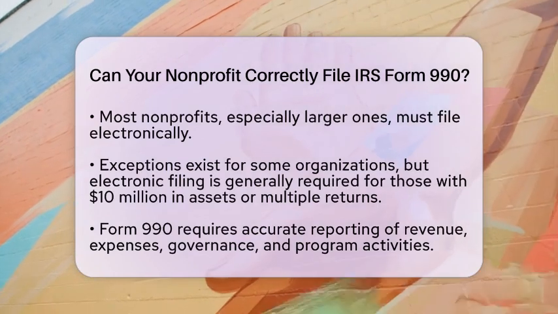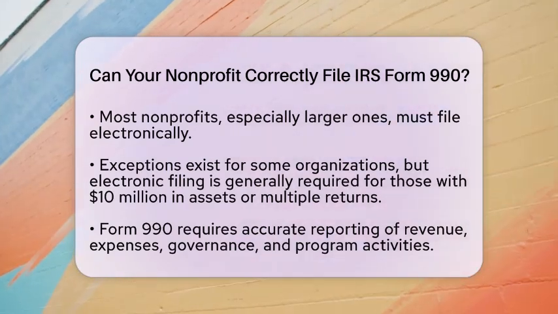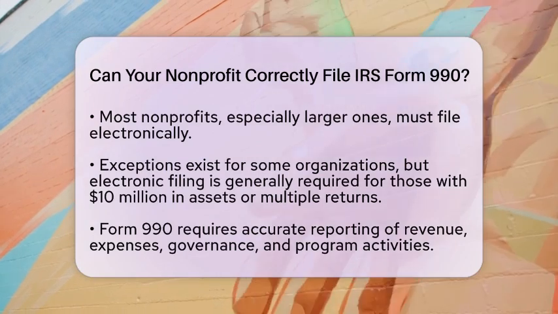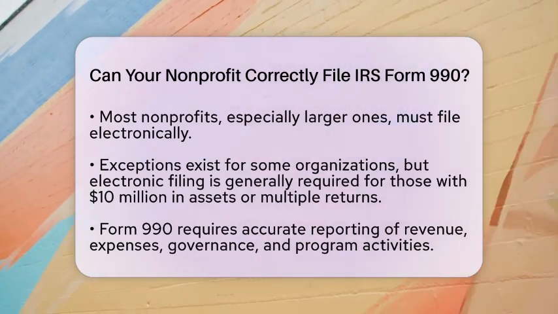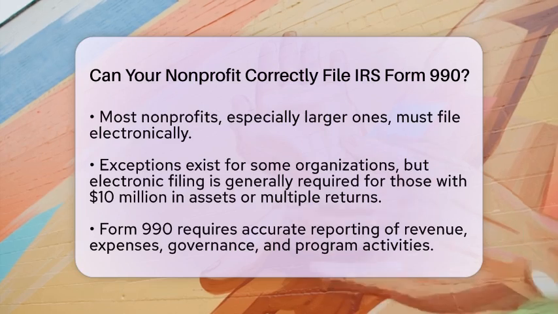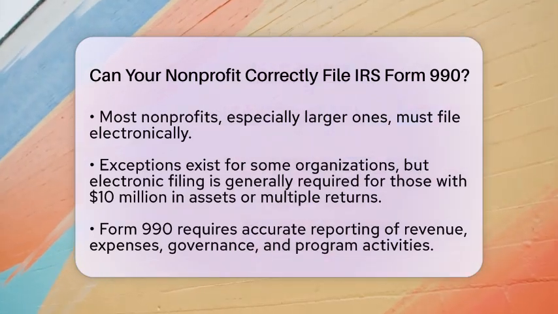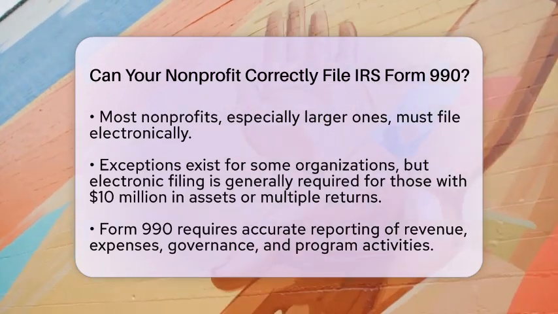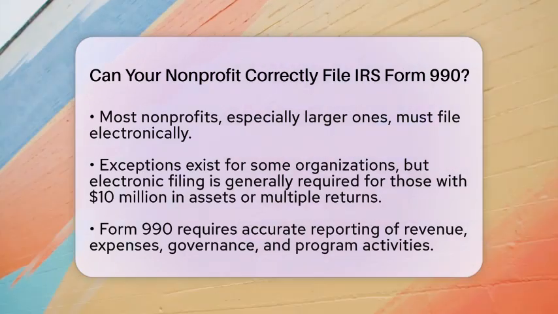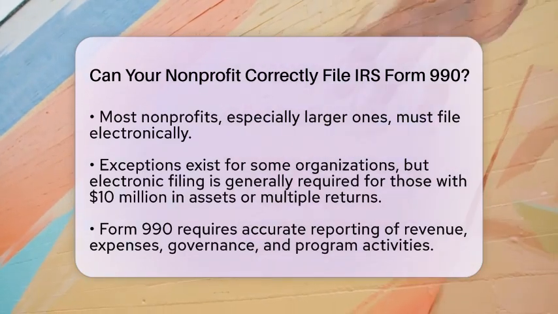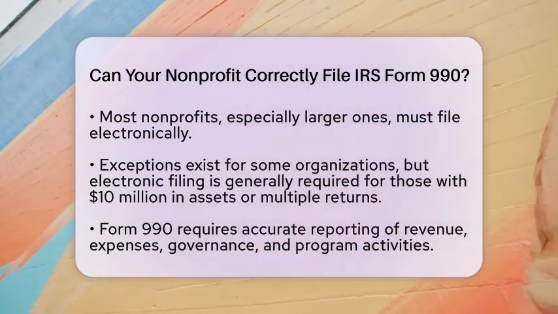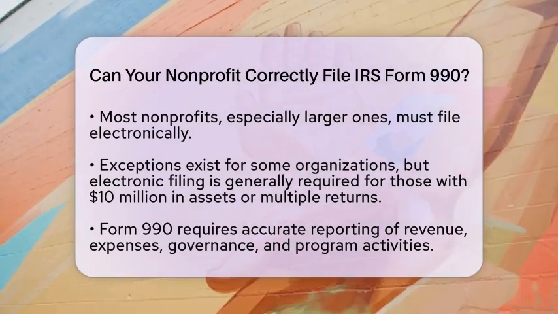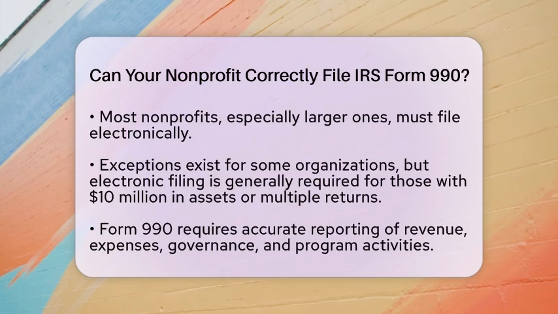Now, correctly filing Form 990 involves accurately reporting your nonprofit's revenue, expenses, governance practices, and program activities. Remember, this form is not a tax return to calculate taxes owed. Instead, it serves as a transparency tool to show proper financial management and compliance with tax-exempt rules. If your nonprofit fails to file or files an incorrect return, it can jeopardize your tax-exempt status.